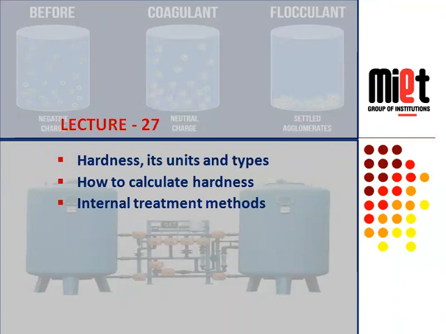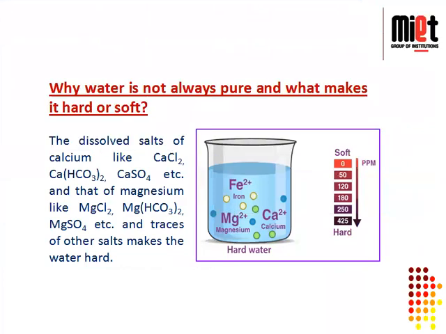In first lecture, that is lecture number 27, we'll study about hardness, its unit and types, how to calculate hardness, and the removal method, internal treatment method of hardness. So basically the question is that why water is not always pure and what makes it hard or soft.